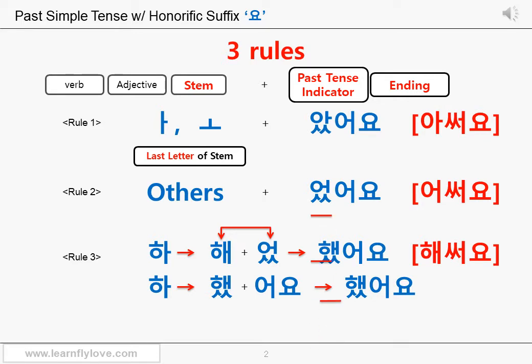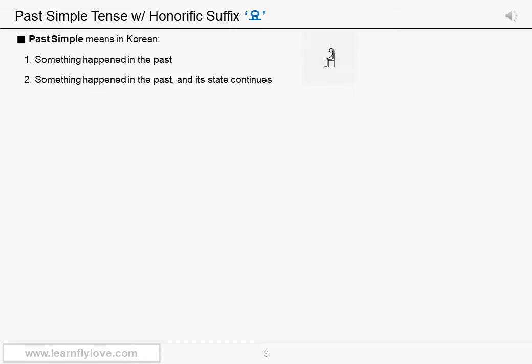And please don't forget, at, ot, het sounds are what I call the past tense indicators, and that's what puts the stem in the past tense. The past tense in Korean is slightly different from that of English. In Korean, of course, the past tense can be used to indicate something happened in the past when you talk about a completed action. But in Korean, the past tense can also be used to indicate something happened in the past and its state continues.